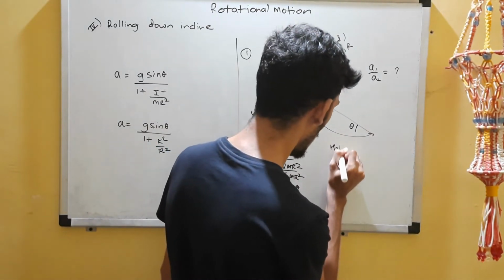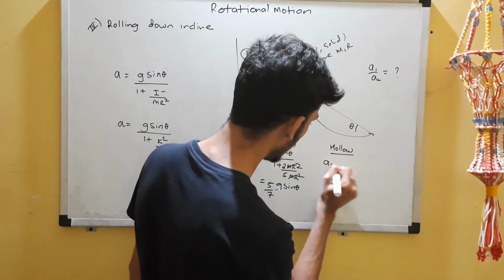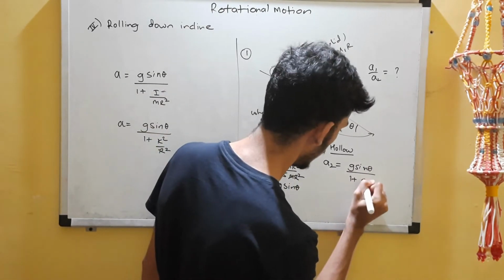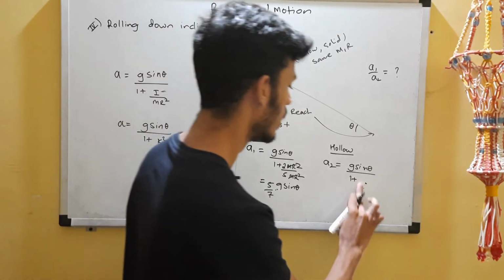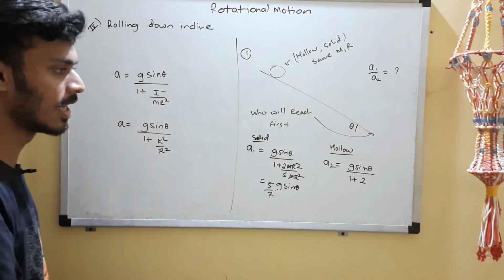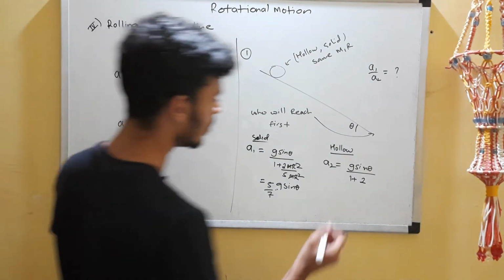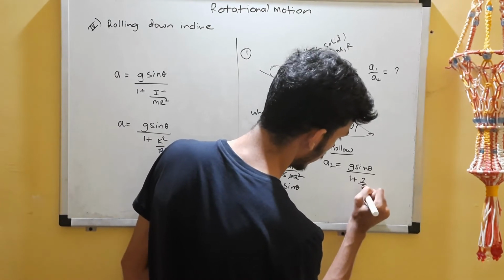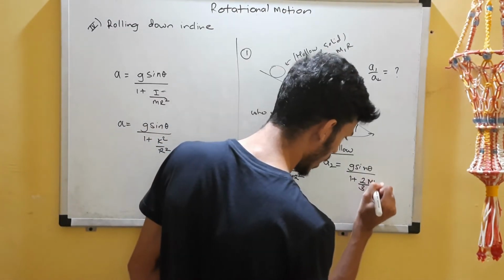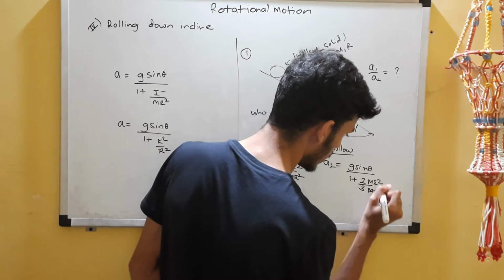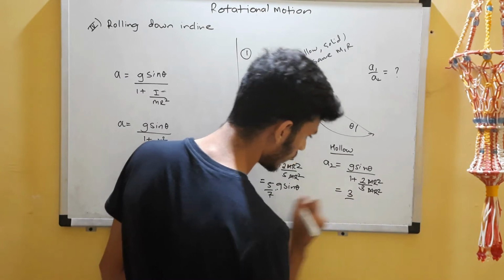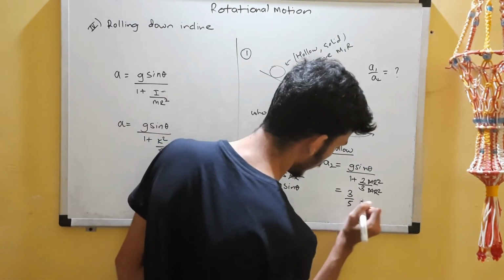Let's find for the hollow one. A2 will be given as g sine theta upon 1 plus, now it will be 2 by 3. Actually, you could have just seen which one has a bigger radius of gyration, and then you can see the inverse relation in the acceleration. So that way you could have also done it. Anyways, the moment of inertia of a hollow sphere is 2 by 3 mr square, right? And again we have mr square, this and this will get cancelled, and here we'll have 3 by 5. So 3 by 5 g sine theta.